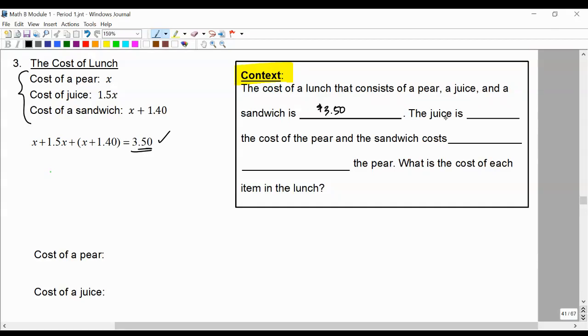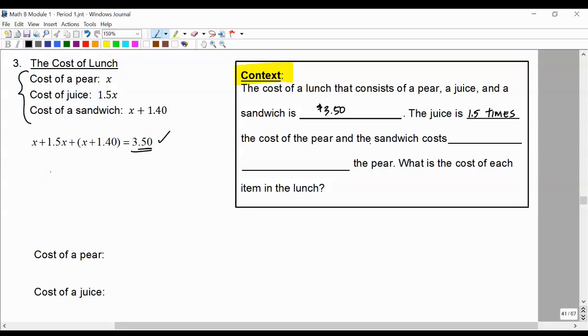All right, next, the juice is 1.5 times, right? There's not much room here to write out 1.5 times. Notice I didn't put the juice is 1.5x. We're not putting a variable here. We're letting the person that solved this think and maybe struggle for a minute about what's our reference point.